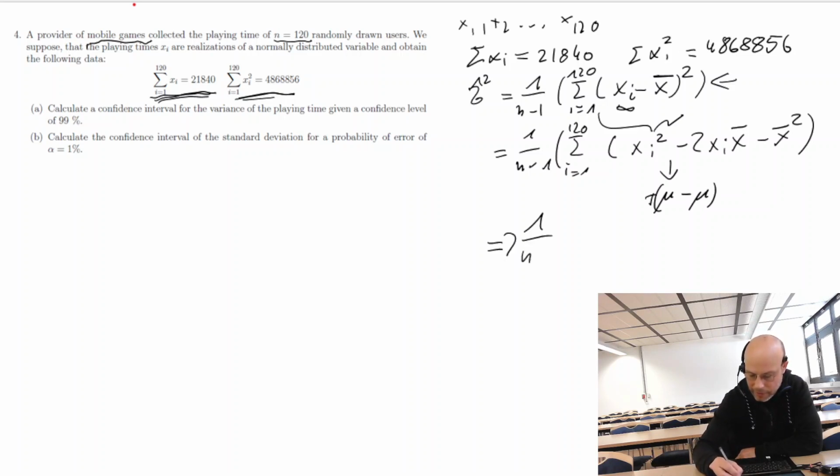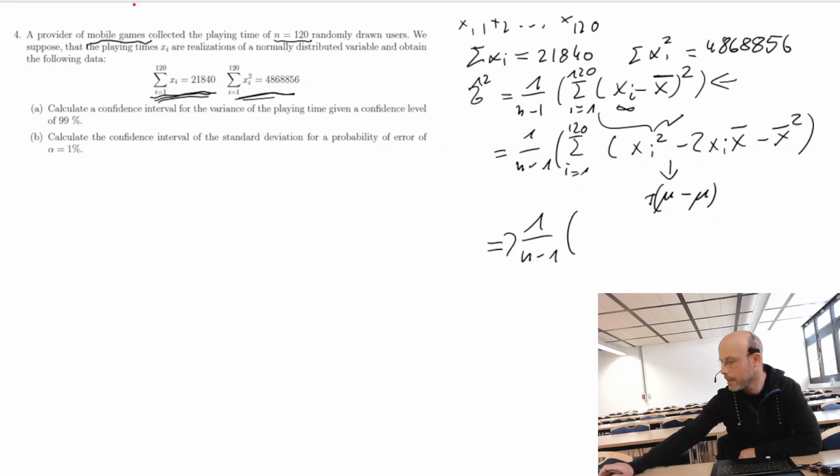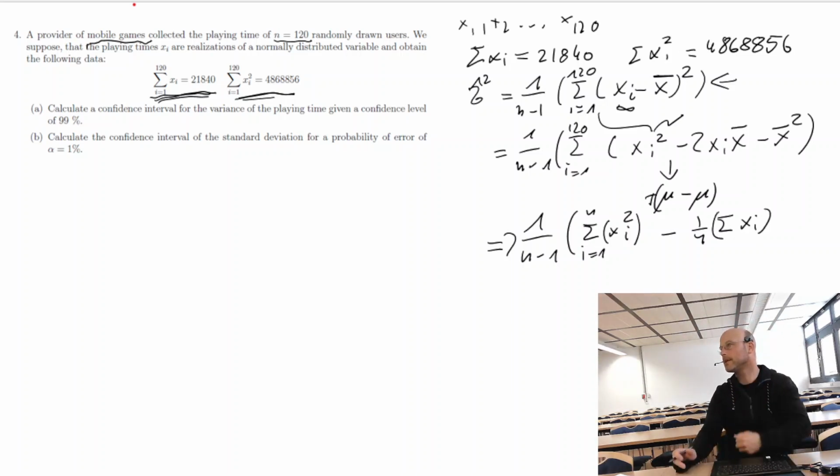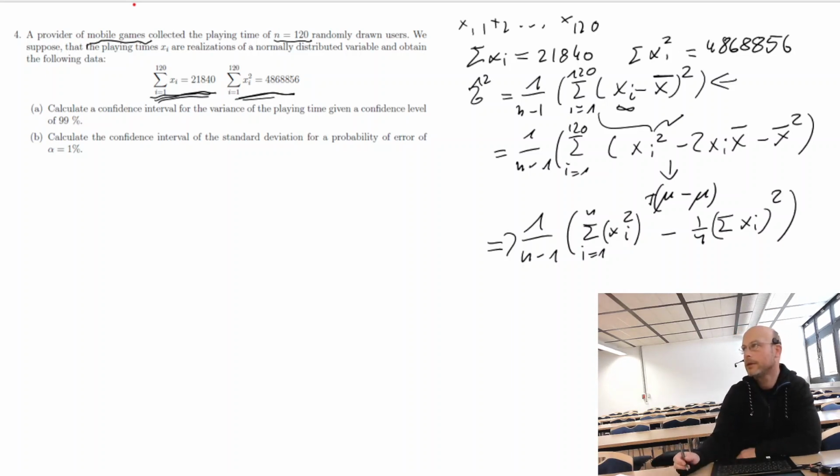Using this we obtain 1 over n minus 1 times the sum of xi squared, within the sum up to n, minus 1 over n times the sum of xi, with the brackets outside my summation sign, squared. Okay, and then I'm done.